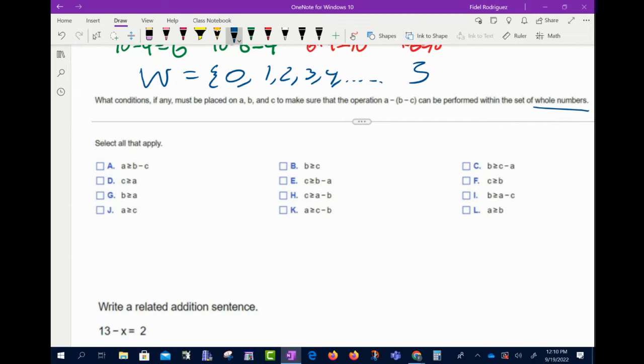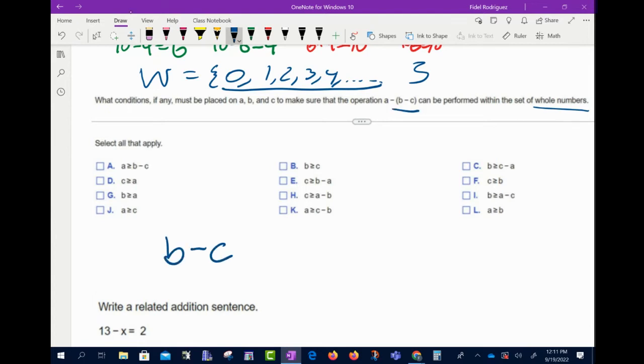So the idea here is that when we do these subtractions, when we're subtracting our numbers, we want to make sure that we end up with a number that's going to be in this set here. It's either going to be 0 or 1 or 2 or 3 or 4. Okay, so I want you to think about this part for a minute.